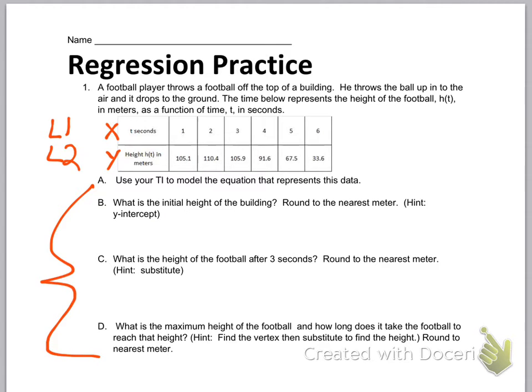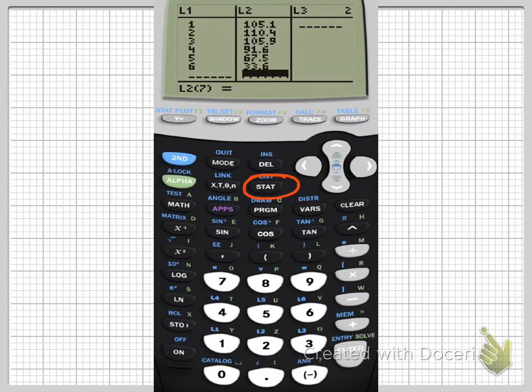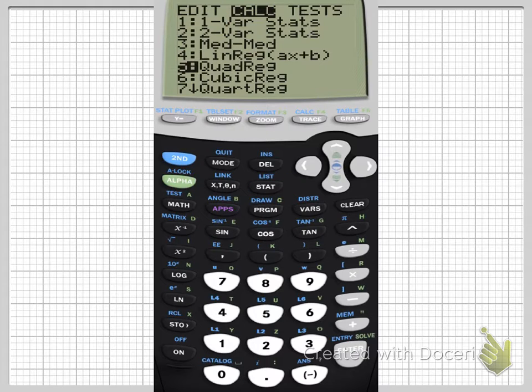So let's get started. First of all, I want you to go to Stat and then Edit, and you're going to type this into L1 and L2 into your calculator. You can go ahead and pause the video if you need to do that. Next, now that you have those typed in, we're going to find our quadratic regression. You're going to go back to Stat, and you're going to go one right to Calculate up at the top, and you're going to go down to the fifth entry, which is quadratic equation.